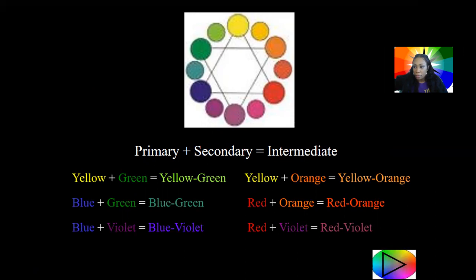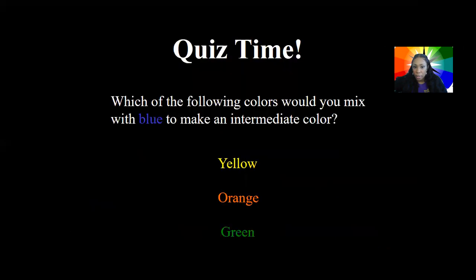And these are what you use to mix these colors, okay? All right, now, yellow plus green is yellow-green. Blue plus green is blue-green. Blue plus violet is blue-violet. Yellow plus orange is yellow-orange. Red plus orange is red-orange. Red plus violet is red-violet, okay? So those are the colors that we see represented there, okay? Make sure that you know those.